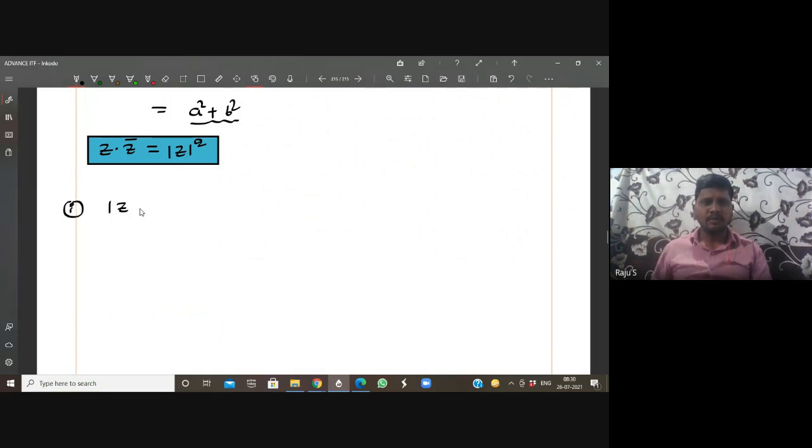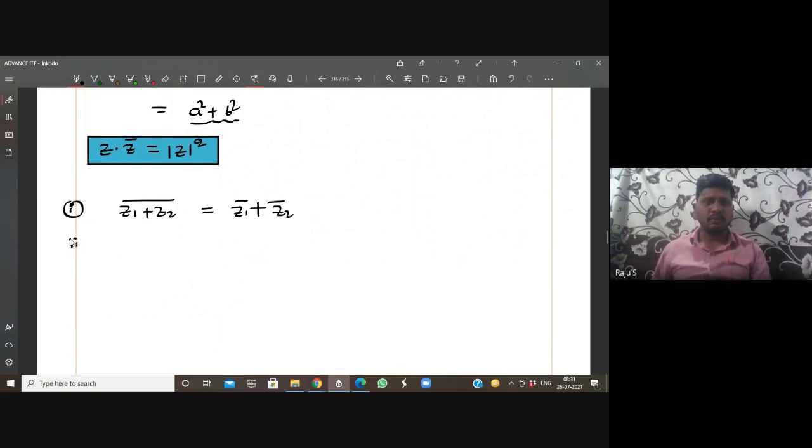So when we observe the modulus properties, the first property is modulus z1 into z2. First, let us see the conjugate properties. z1 plus z2 all conjugate can be written as z1 conjugate plus z2 conjugate.